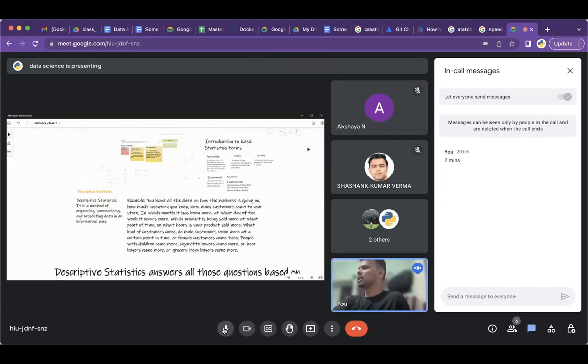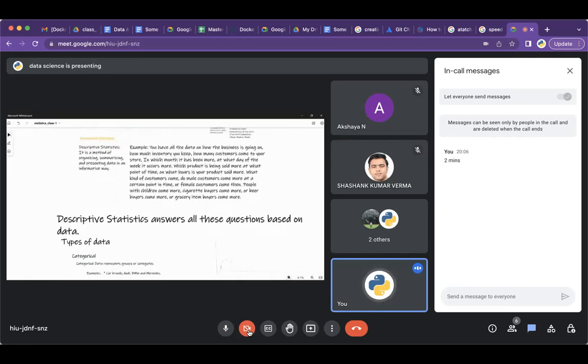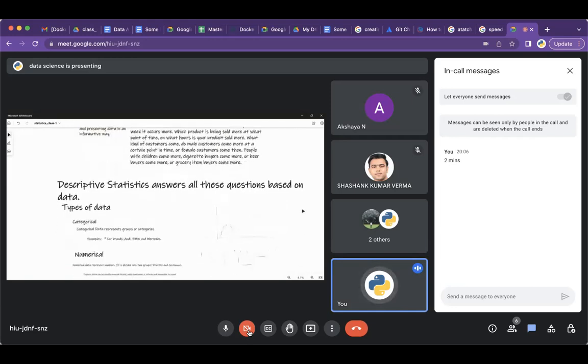Okay. So let's give a quick recap of what we were discussing in the last class. We had just discussed the introduction of basic statistics in the first statistics class, and we had discussed the different types of statistics, like descriptive statistics and inferential statistics, what is descriptive and what is inferential statistics. Then we had discussed data types.